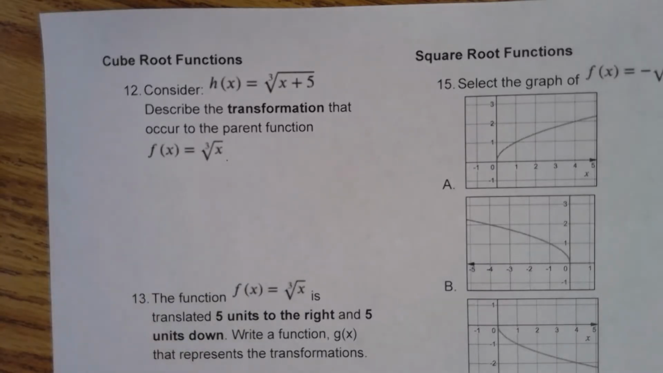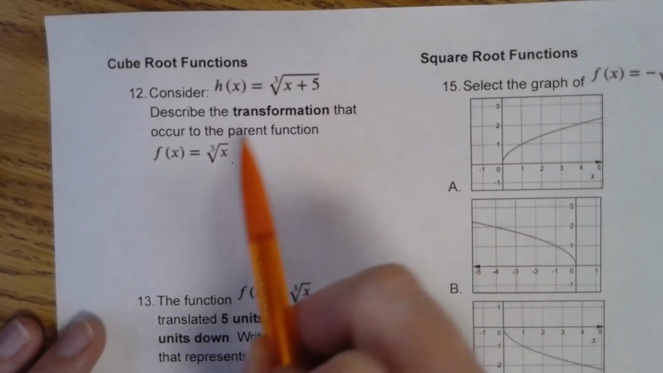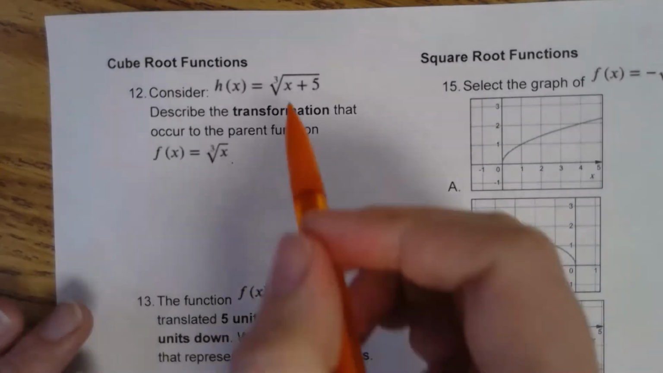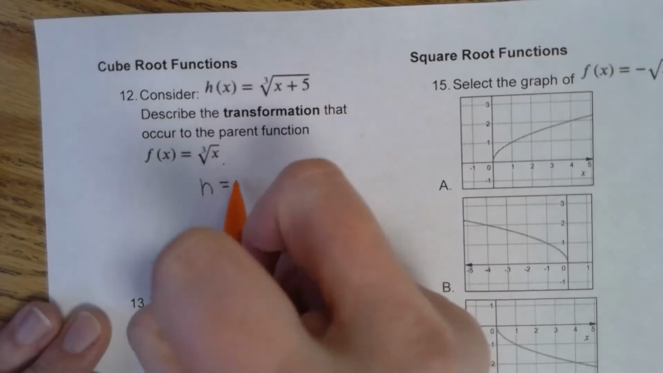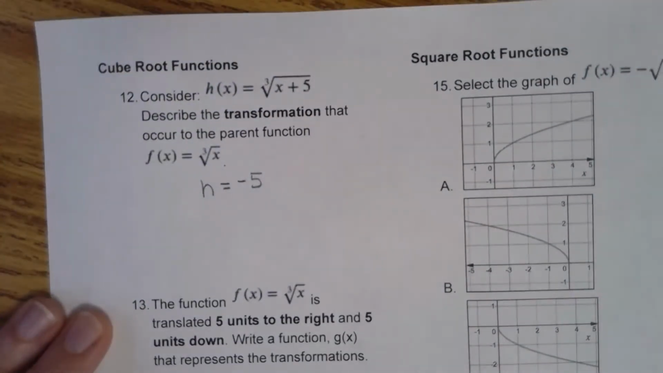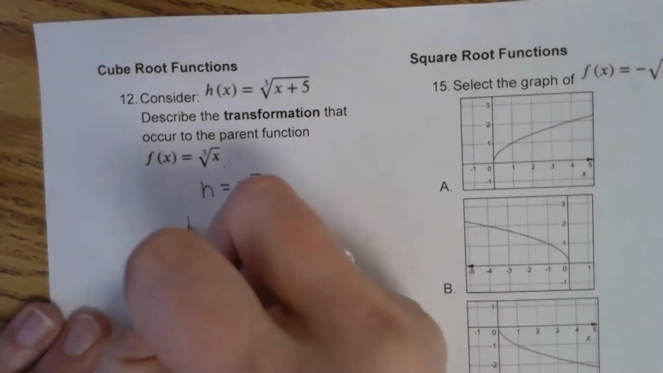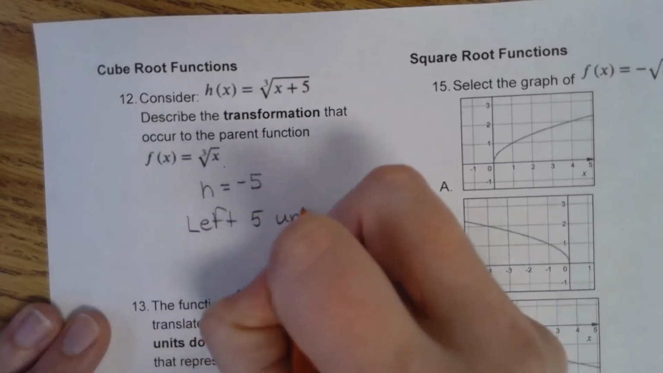You're considering that function and describing the transformation that occurred to the parent function. Well, first we notice that there is a plus 5 on the inside, where the parent function, that basic function, does not have that. So that is our h value. So our h is, we write down the opposite, so negative 5. When we had an h of negative 5, that made the graph move to the left. So we're going to move left 5 units.